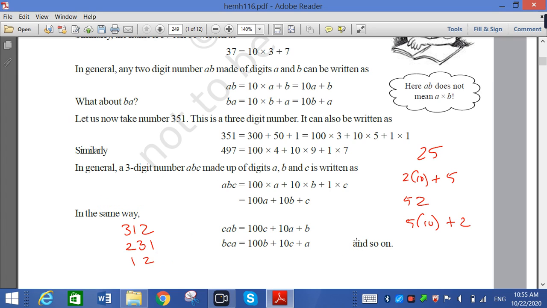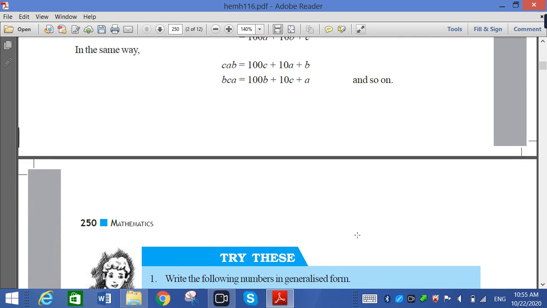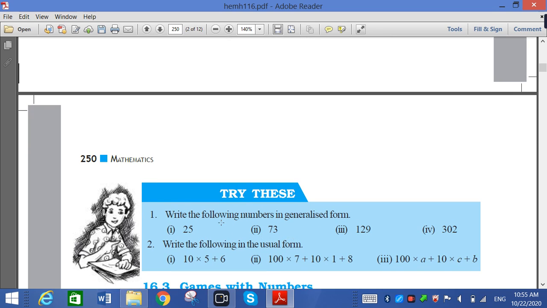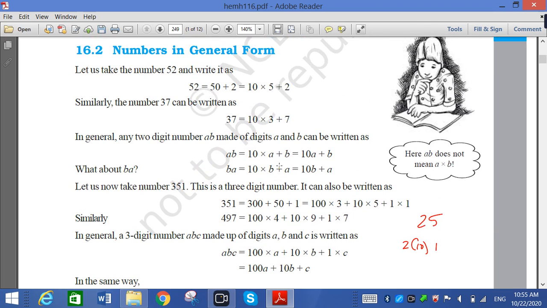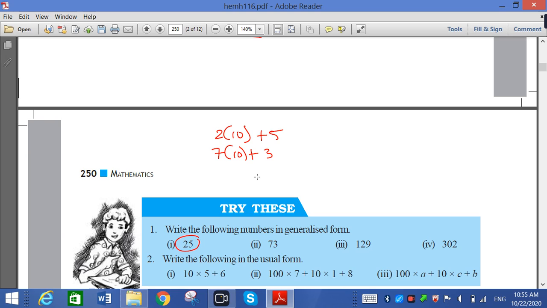Now we have to express numbers in generalized form and usual form. If I want to write 25, then 2 into 10 plus 5. If I want to write 73, then 7 into 10 plus 3. The 10 can be written first or last, so according to this book there are two different ways. We can write 10 into 2 plus 5, which is also correct, and 10 into 7 plus 3, which is also correct.